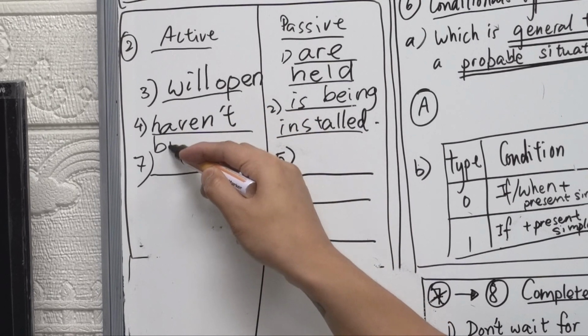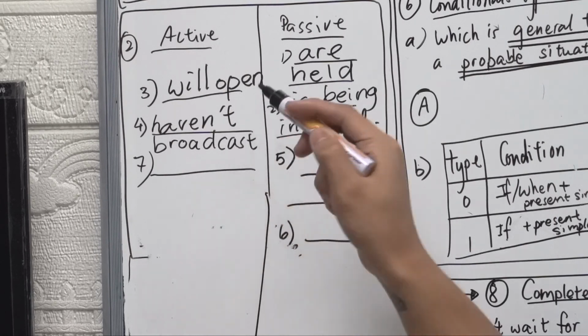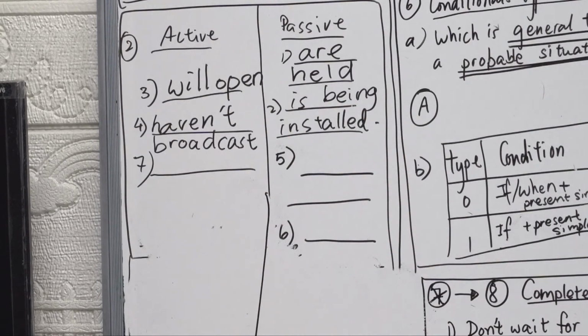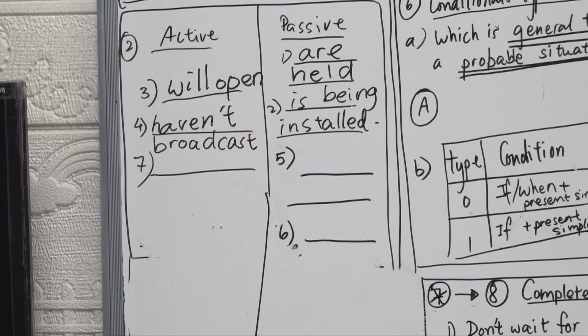Haven't broadcast. Do you know what the word broadcast means? Shown. Okay, shown or to program. So the word broad means very large, okay? Cast means to put or to throw or to show. All right, that's one word, broadcast. Good, good, good. Easy, right?